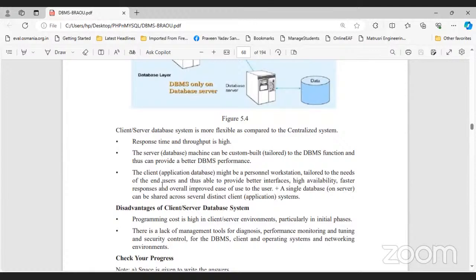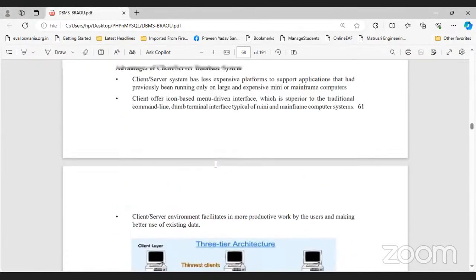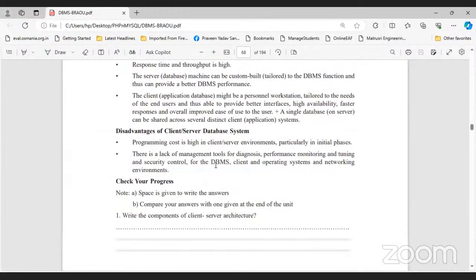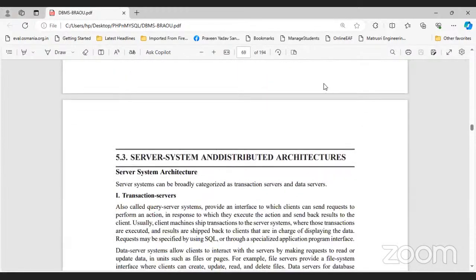Yes, 3 minutes more. Any doubts? So I gave my number here. If you have any doubts, please post them to me in the WhatsApp group. Then I will give you the explanation also. Okay, thank you very much. Thank you, sir. Thank you.